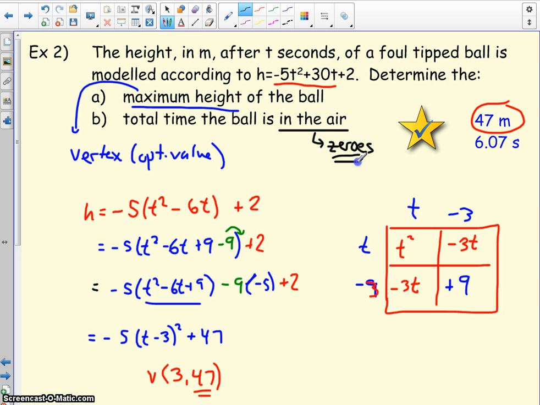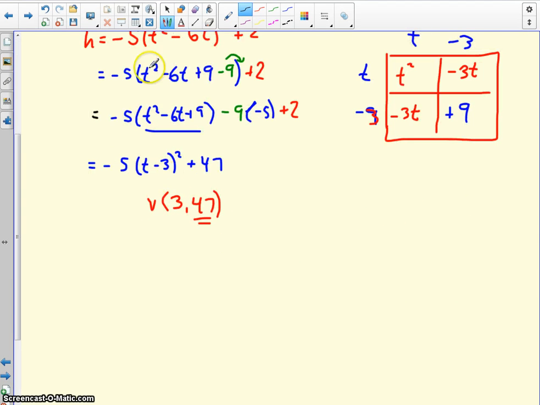Okay, so normally to find our zeros, we have to put it into factored form. But if you try with the original question there, the negative 5t squared plus 30t plus 2, you can try all day. You're not going to find something that factors. This one does not factor. And you can see from the answer here, the nice ugly answer 6.07, that's not going to factor nicely either. So now that we have it in vertex form, we're going to use that vertex form to help us find it.